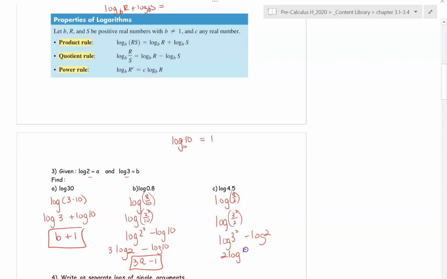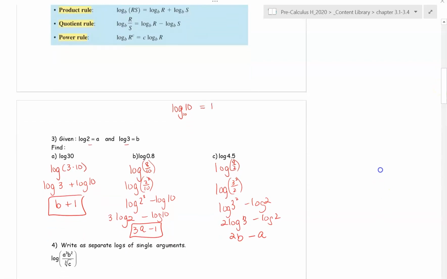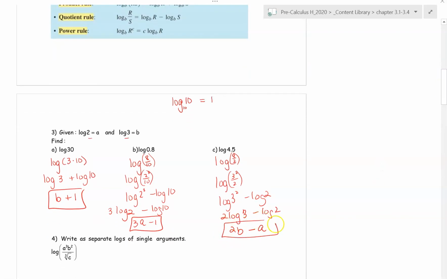Power rule says you can write that as 2 log 3 minus log 2. So we have 2b minus a. So again, 2b minus a, since log of 3 was b, and log of 2 is a.